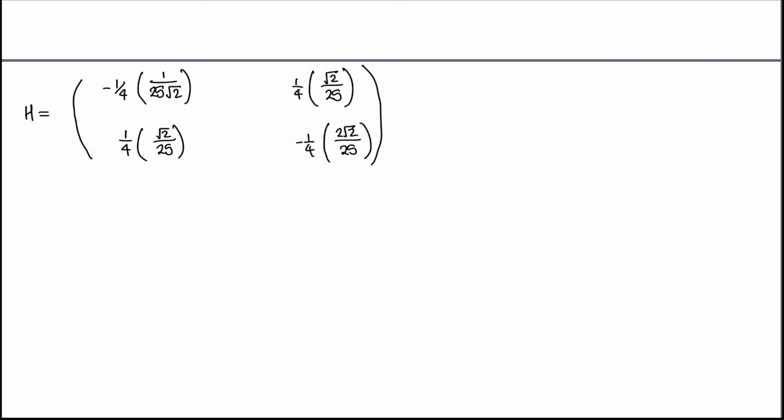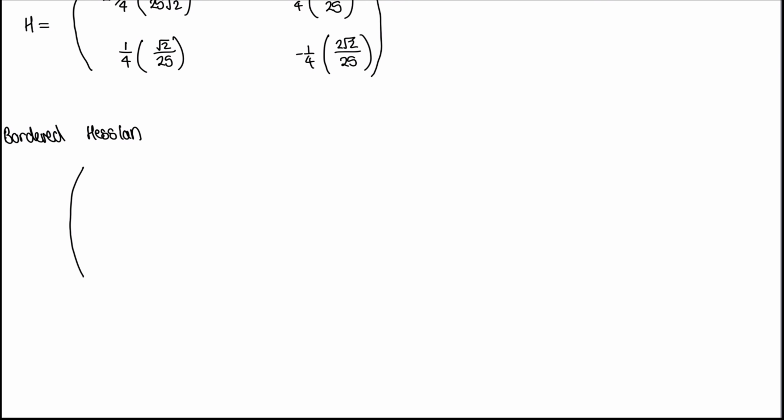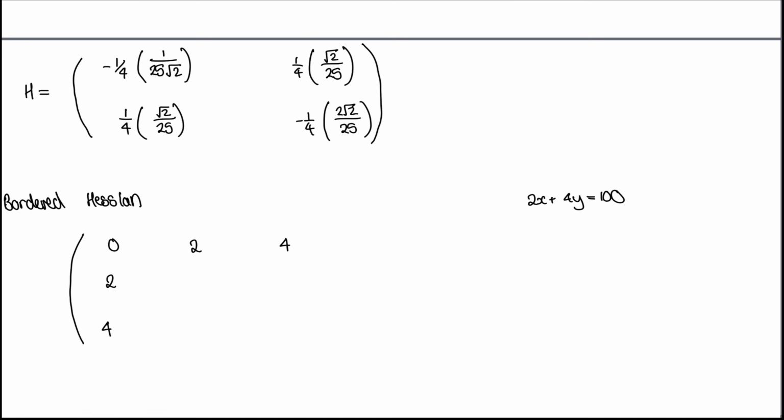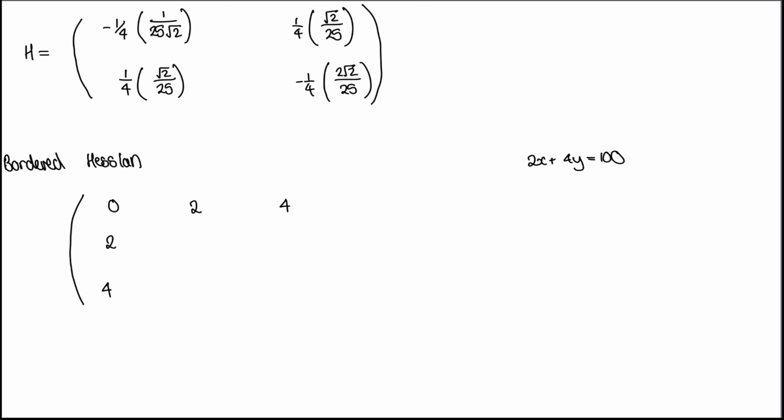If I now work out the bordered Hessian, we get 0, 2, 4. That is because our constraint was 2x plus 4y is equal to 100. So differentiating this with respect to x partially is just 2. Differentiating with respect to y partially is just 4. And that is the same over here. And then we can just rewrite our Hessian, and we can also simplify it a bit further. So we get minus 1 over 100 root 2 over 100, and then minus 2 root 2 over 100.